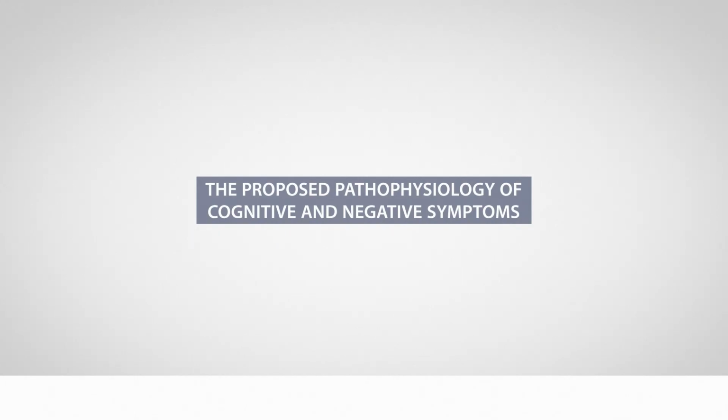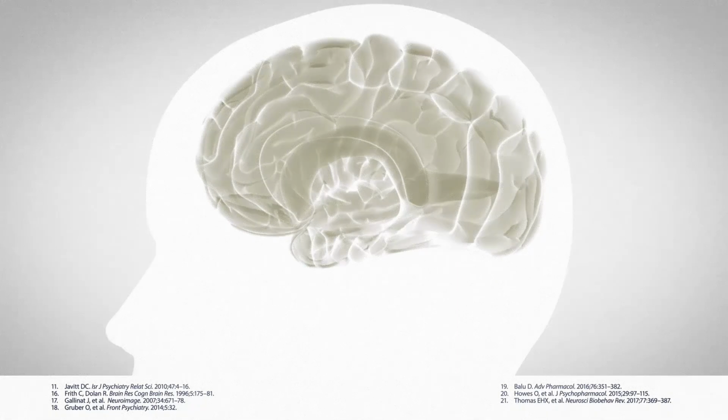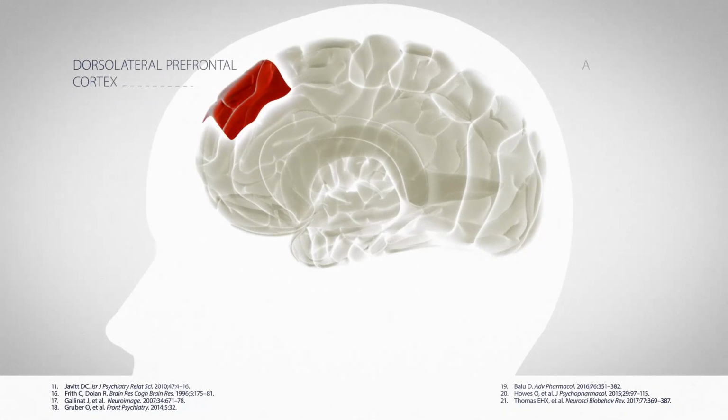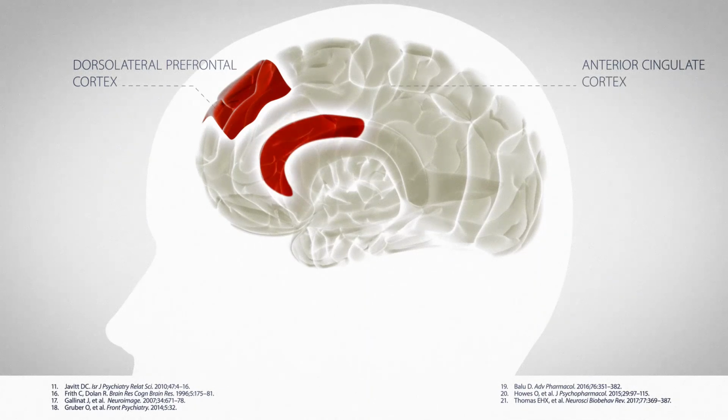Proposed pathophysiology of cognitive and negative symptoms. Areas of the cortex such as the dorsolateral prefrontal cortex or anterior cingulate cortex have a key role in cognitive processes, such as memory and executive function, as well as motivation and sensation seeking.